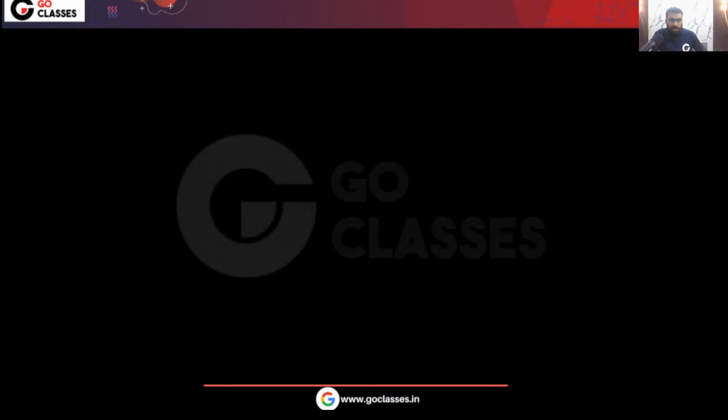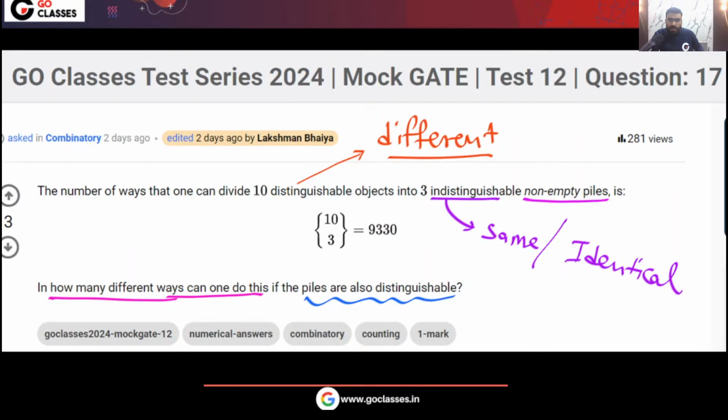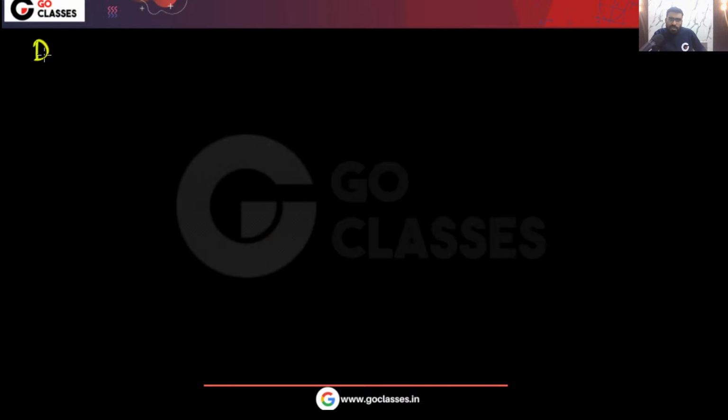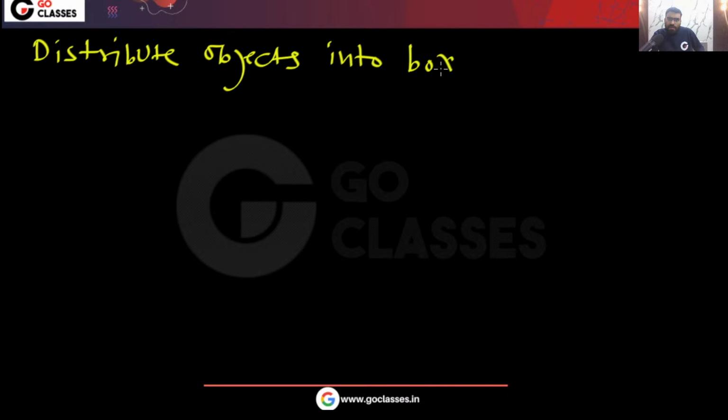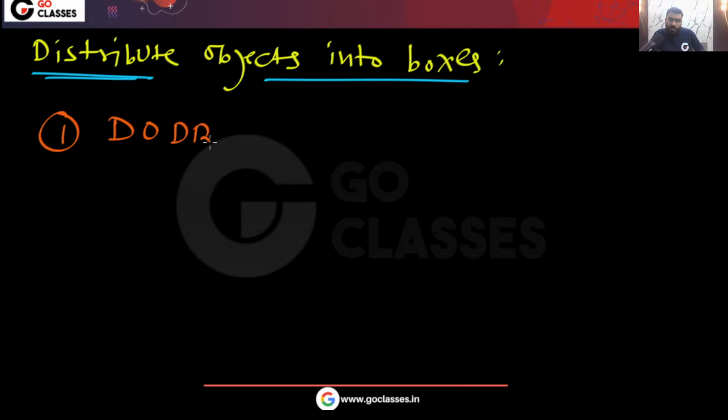This is a beautiful question because it is talking about the relationship between two templates of distribution. When you distribute objects into boxes, there are some templates. Yes or no? When we distribute objects into boxes, there are a total of 4 templates. The first template is distinguishable objects, distinguishable boxes: different objects, different boxes. Yes or no?